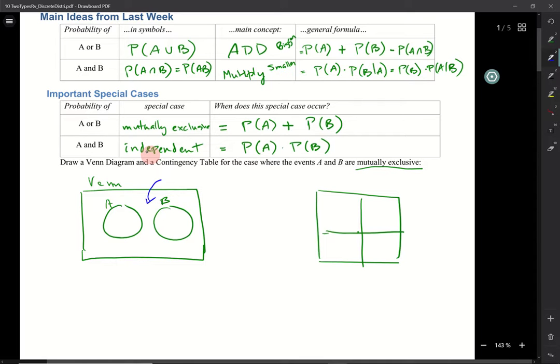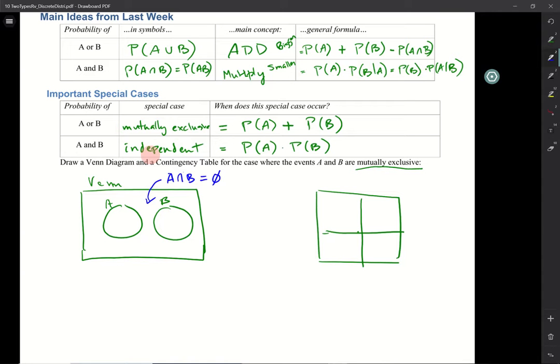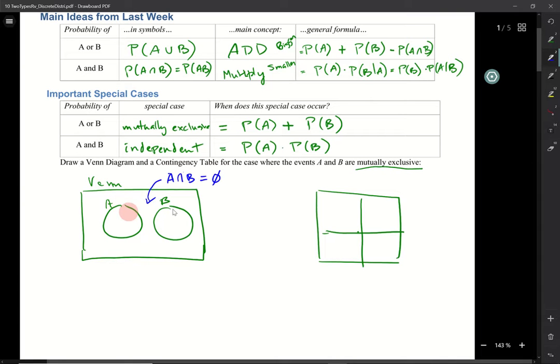A intersect B is equal to the empty set. That's a shorthand way of saying the intersection between A and B is empty. There's nothing in the intersection. They don't overlap. It's a very compact way to say there's no intersection. And you can see that when we add all of A and all of B together, there's no extra little bit of intersection that we have to subtract out.